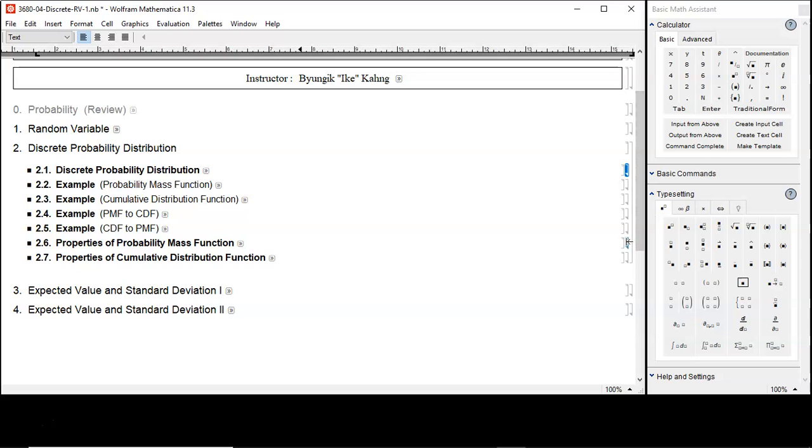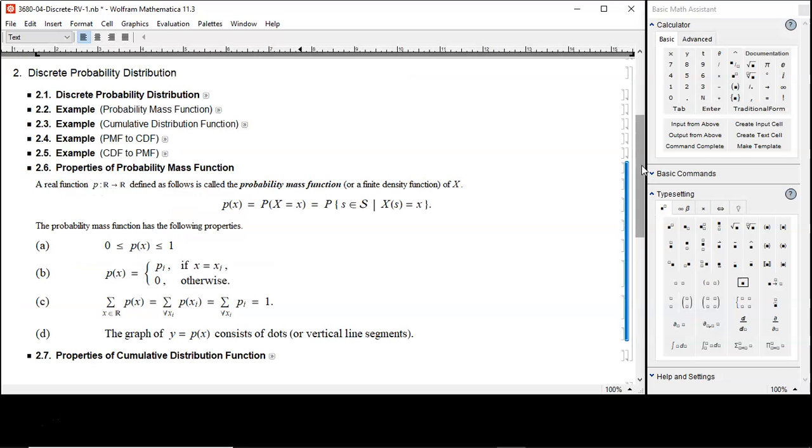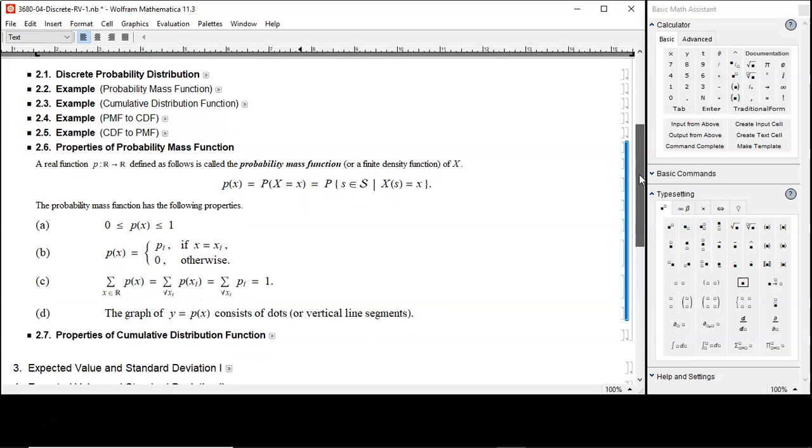Now let's go through some proof problems, maybe. Some properties of the probability mass function. Any probability values are between 0 and 1. And then at specified xi values, we have probability mass, which adds up to 1, otherwise 0. And yes, those must add up to 1.